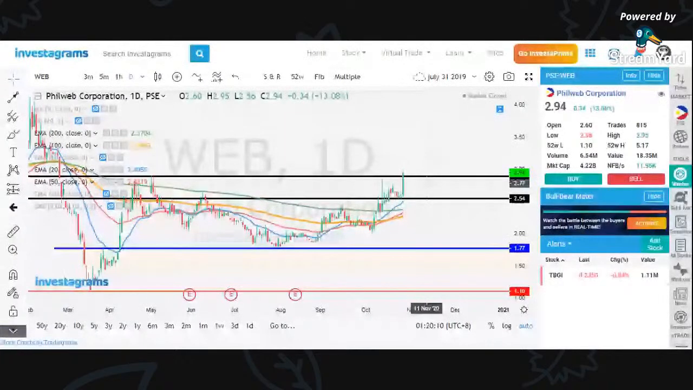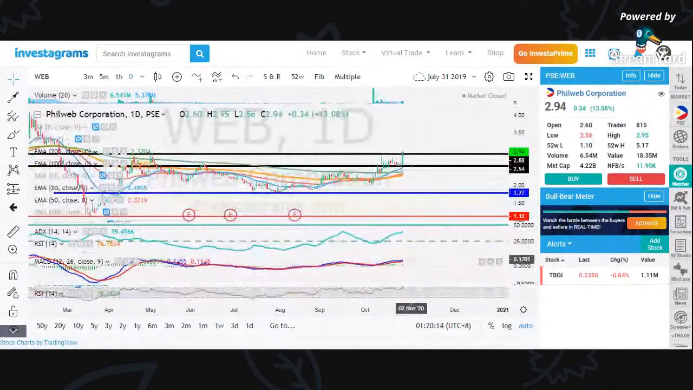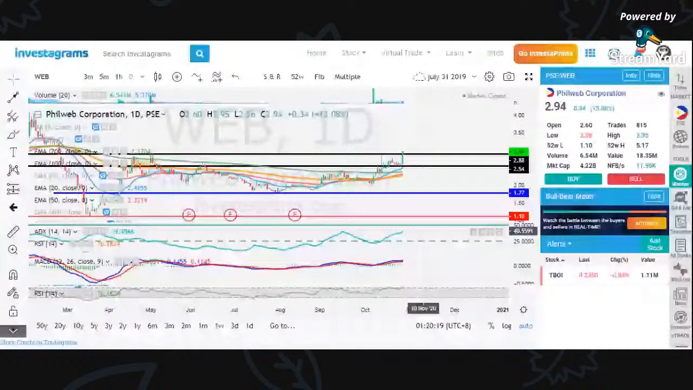Tingnan natin yung MACD. Yung MACD nasa taas naman ng signal line, and then the ADX is above 25. So there's a strength and there's a momentum also. So we will wait for another price action now because kung hindi tayo nakabili ngayong araw, so antayan tayo ng next opportunity.